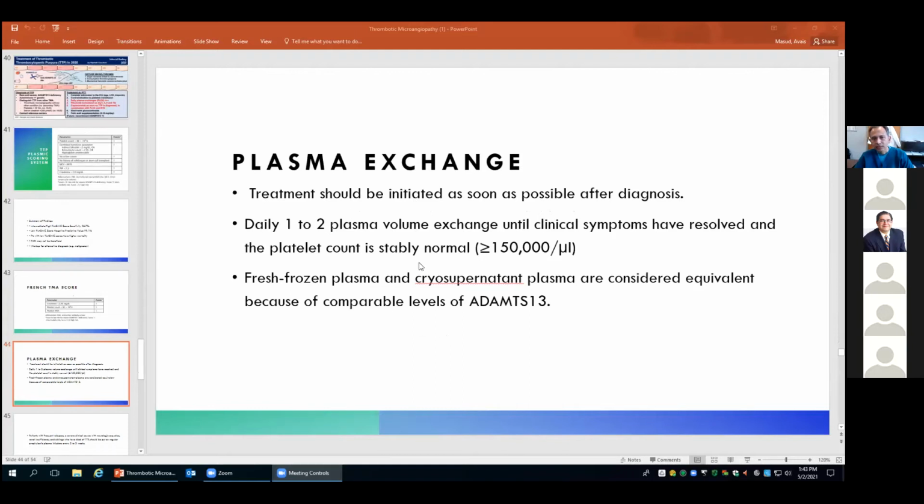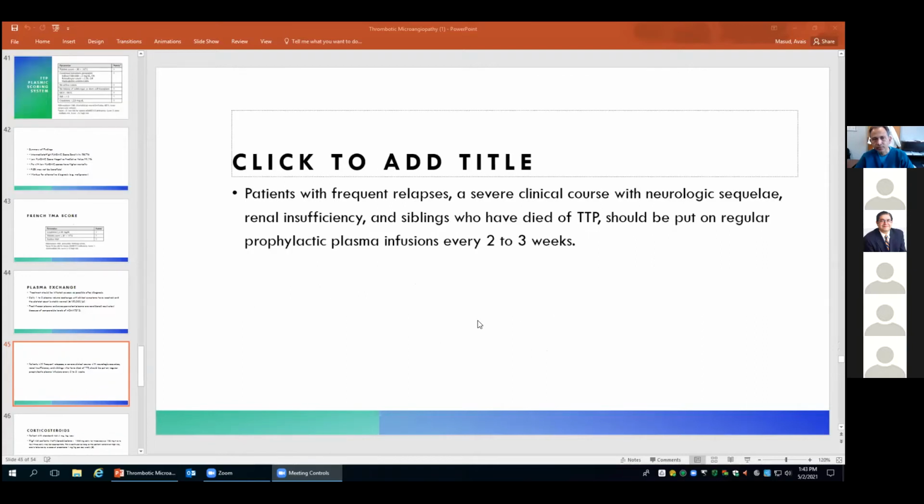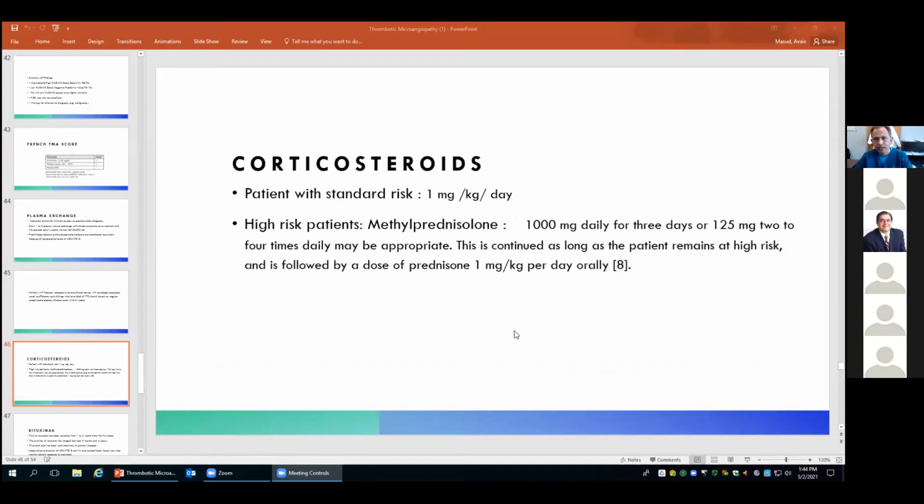As we said, we need to start daily plasma exchange, and continue until platelets are more than 150,000. If there's a patient who has frequent relapses of TTP, in that case you have to give prophylactic plasma exchange every 2 to 3 weeks. And steroids are also given to suppress the formation of the antibodies, depending on the patient's condition.